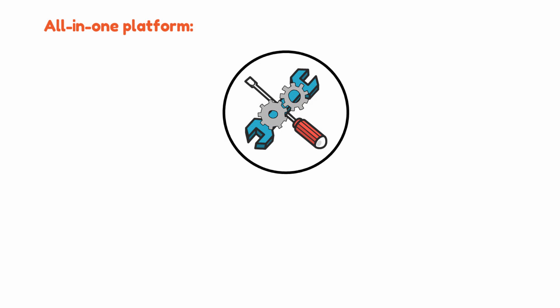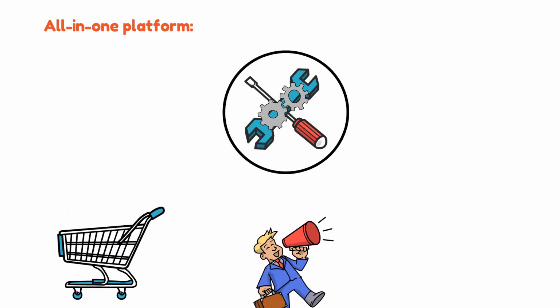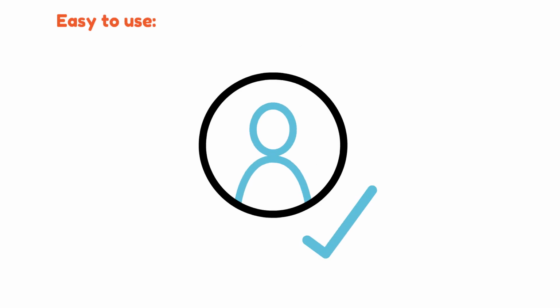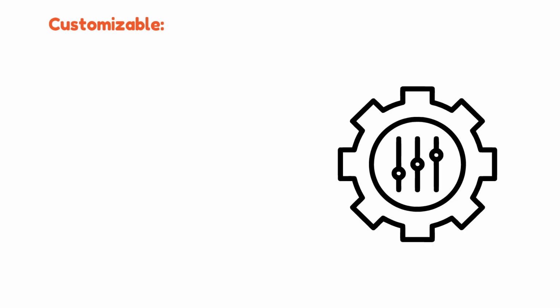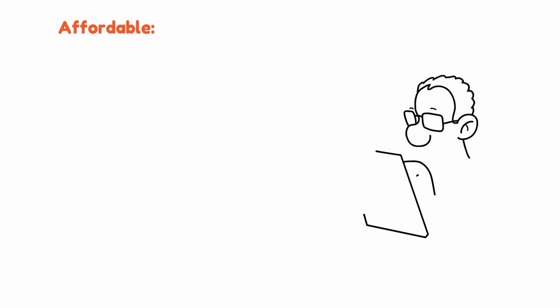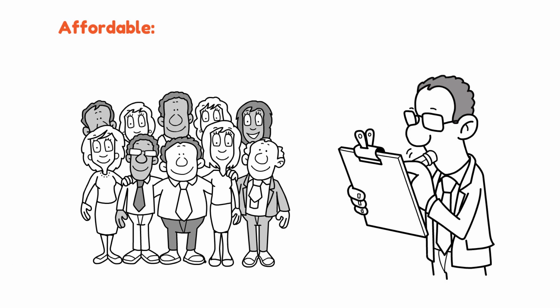All-in-one platform. GoHighLevel provides a comprehensive suite of tools and features that can help you manage your sales, marketing, and customer support from a single platform. Easy to use. The platform is designed to be user-friendly and easy to navigate, even for beginners. Customizable. GoHighLevel allows you to customize your workflows and automate your processes to suit your specific business needs. Affordable. GoHighLevel offers a range of pricing plans to suit different budgets and business sizes.